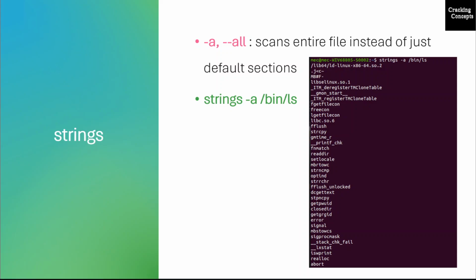Next option is -a or --all, which will scan the entire file instead of just the default sections. So the command is strings -a /bin/ls. Now this also contains libraries and linkers specified, the function calls and embedded strings in it.